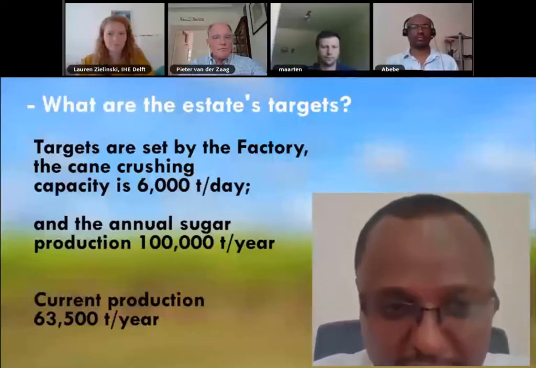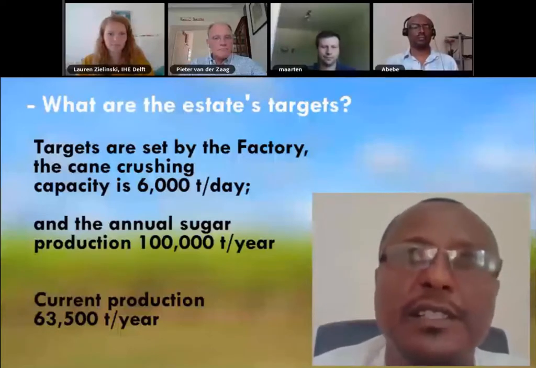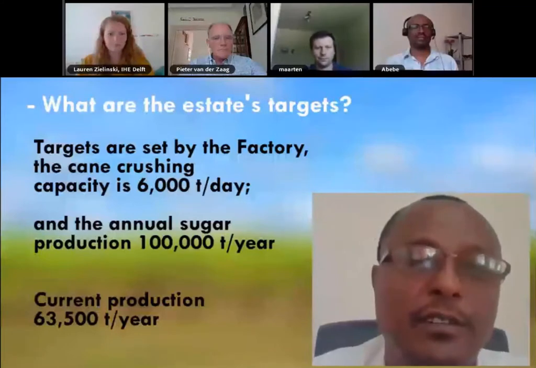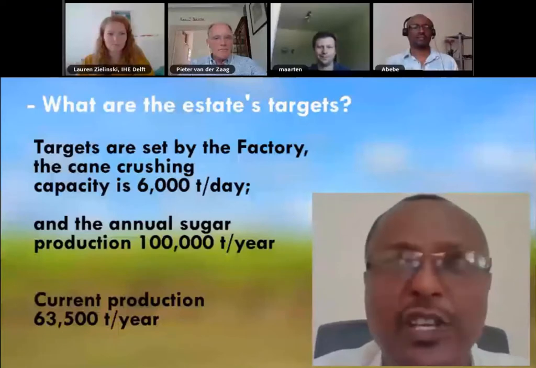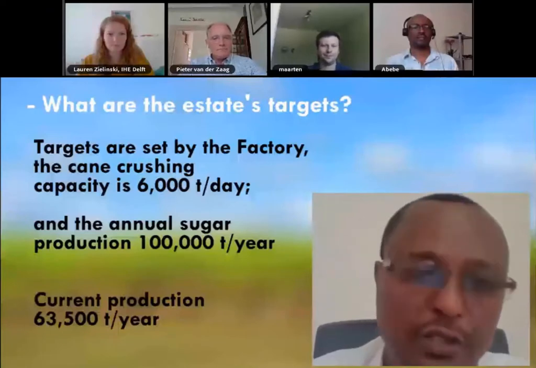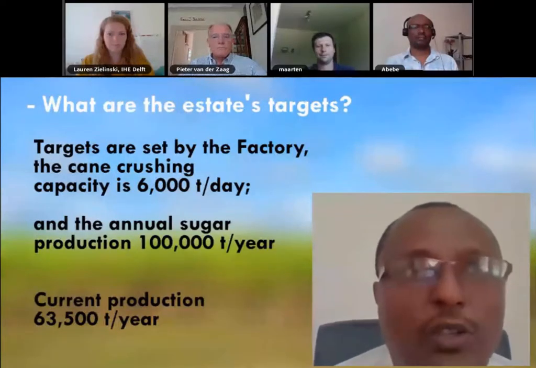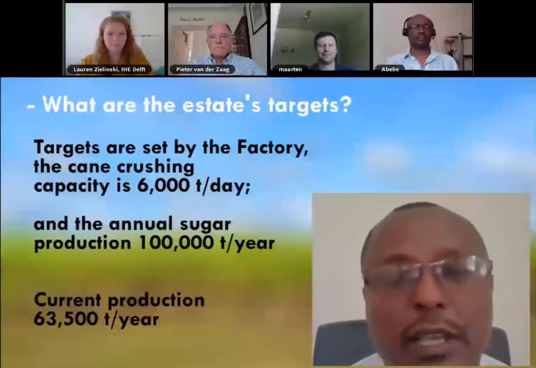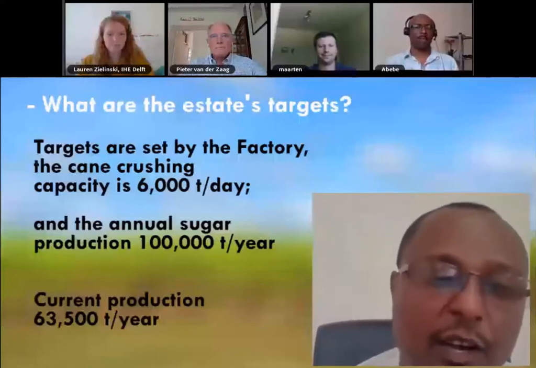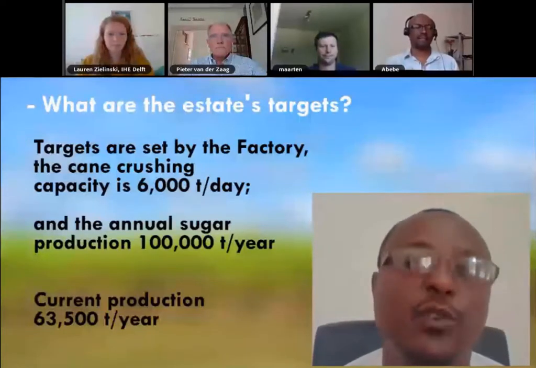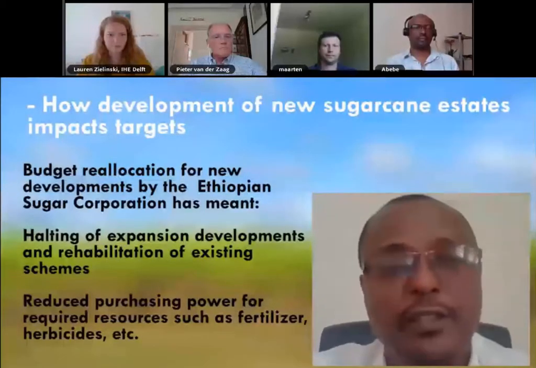For example, this year we are producing 635,000 quintal of sugar. It is almost 80% of our target. Last year and the year before were similar. So our results lie at 70 to 80% of target. We still cannot meet 100% of our target. The new development has a very great impact on our development.